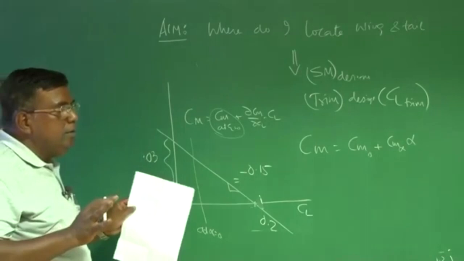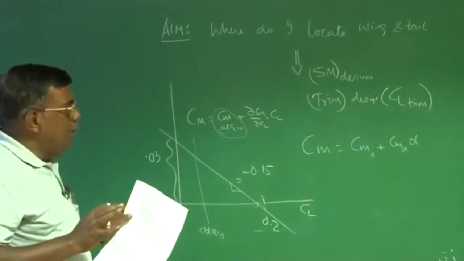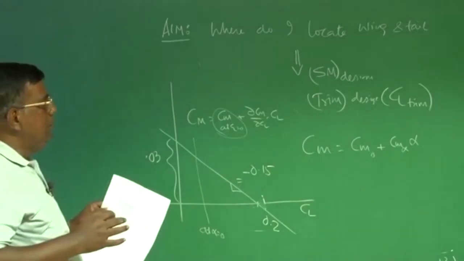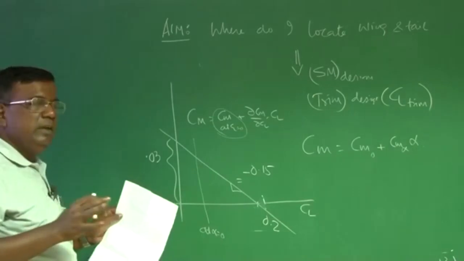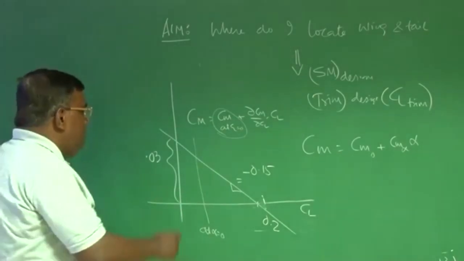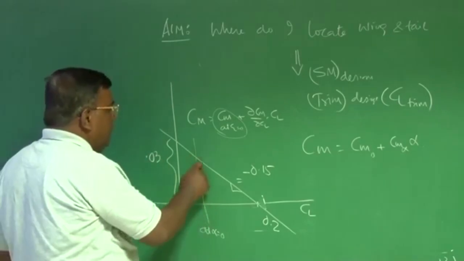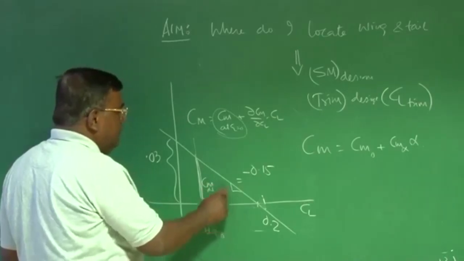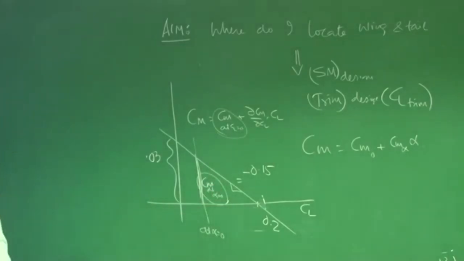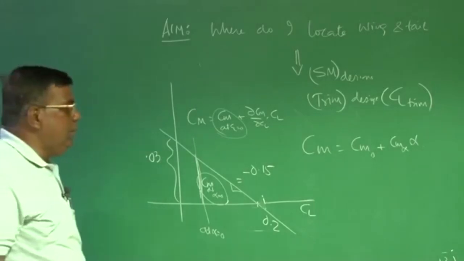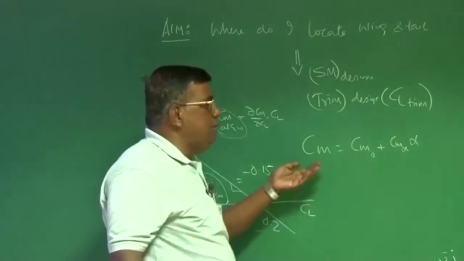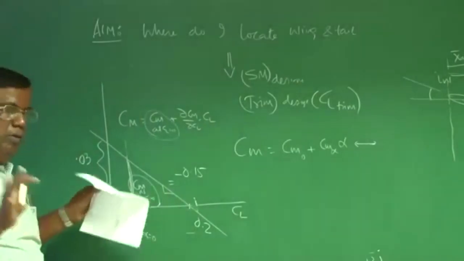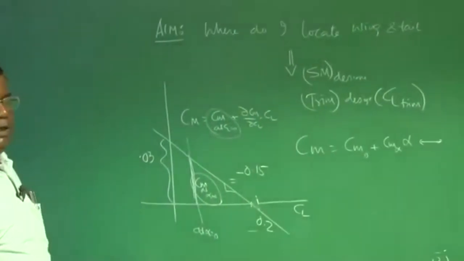Please understand, at a conceptual stage, we are talking about the expansion of CM, assuming everything to be linear. So if this is 0.03, you can always find out the corresponding value of CM at alpha equal to 0. In fact, I would request you, at a conceptual stage, you better use this. There will be some differences, but this will give you a good conceptual configuration.